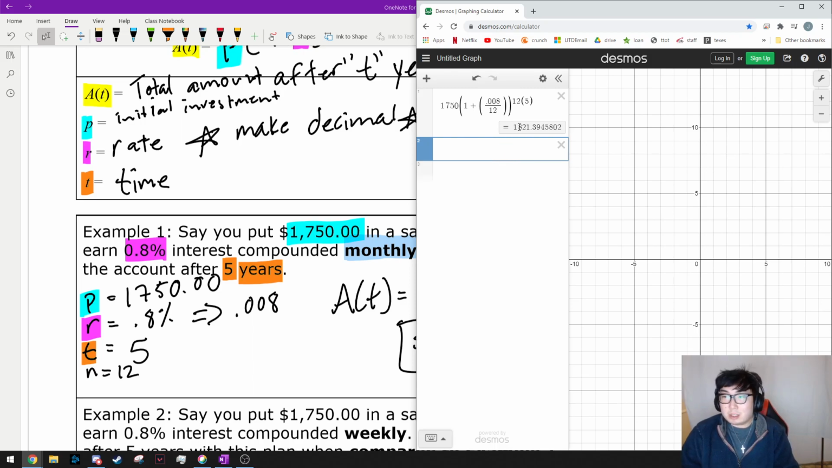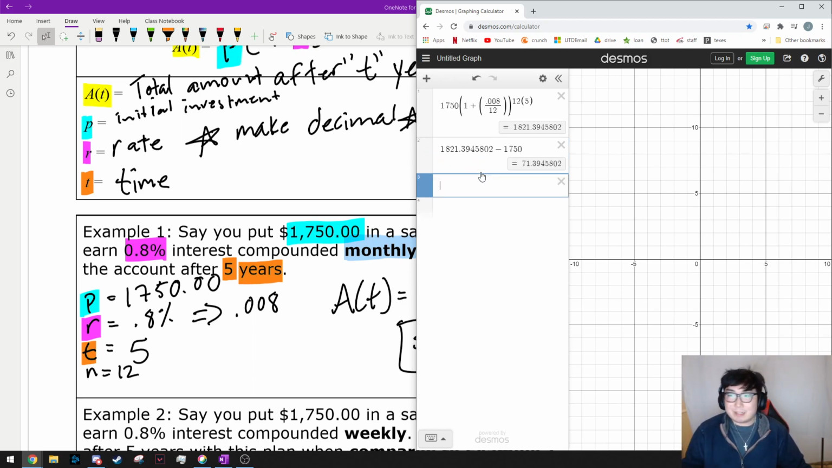So I could do this equation subtracted by my investment, which is $1,750. I made $71.39 for 5 years without sweating or doing anything. I made it for free. And that's how you know the term the rich get richer, because the rich have enough money to put into the interest account to make them more rich.